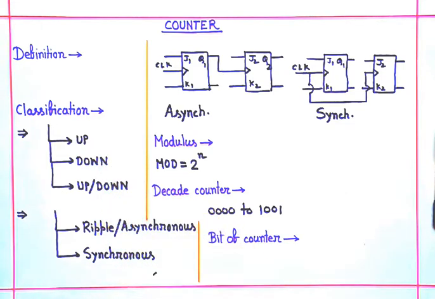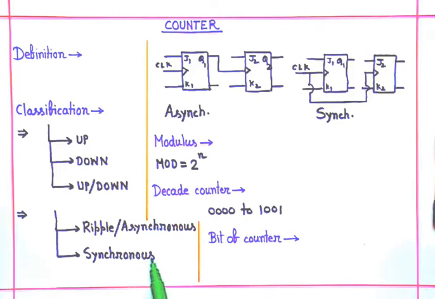So what is up counter? Up counter counts in forward direction, that means 0, 1, 2, 3, 4 in this way. And down counter counts in backward direction, that means 9, 8, 7, 6, 5 in this way. And up down counter can count both in forward and backward direction. Clear?